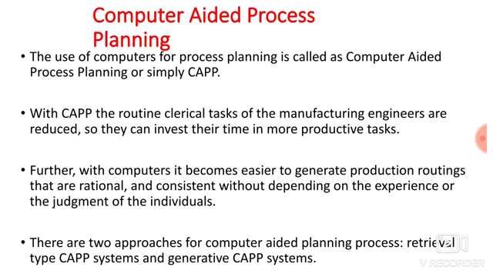Now we will discuss computer aided process planning. Earlier we have discussed manual process planning and now we are discussing computer aided process planning. So the use of computer for process planning is called as computer aided process planning or simply CAPP. So if you are using computer for the process planning activity, then it is known as computer aided process planning. With CAPP, the routine clerical tasks of the manufacturing engineers are reduced so they can invest their time in more productive tasks.